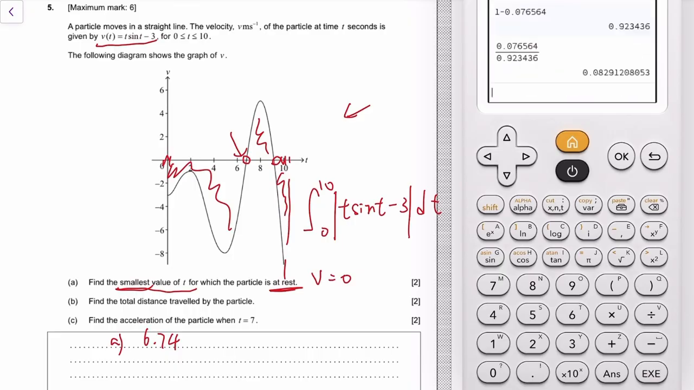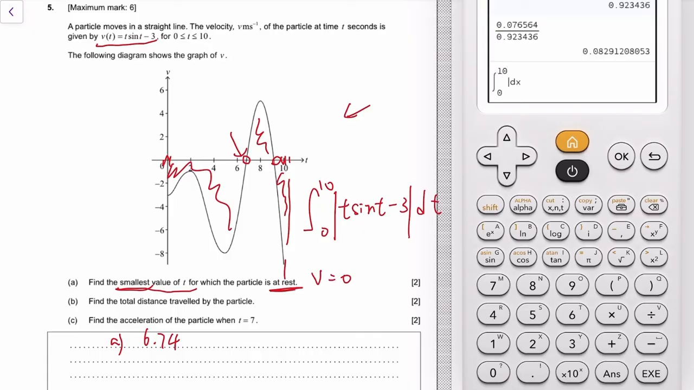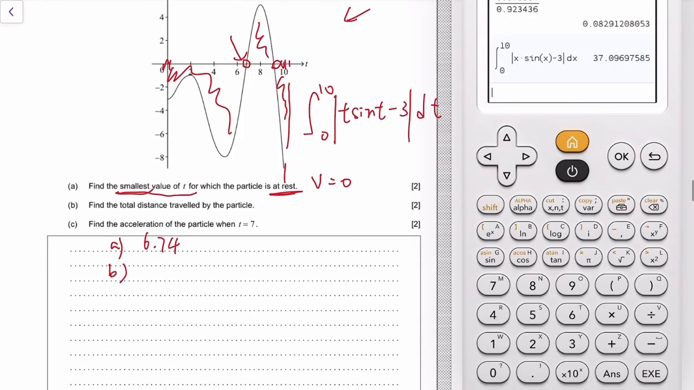So let's do that. Here we have 0 to 10 absolute. I think I saw that here for mine, so you have to figure out yours. X times sine x minus 3. Okay, something like that. That should already be the answer: 37.1.